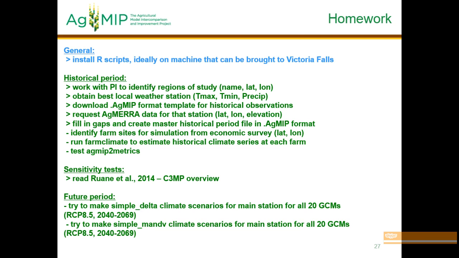So then if you can, also talk with the PI about whether the farm sites have been identified. If there's an economic survey, the economists are trying to make sure that all those data are identified as soon as possible. If you're an economist on the line, this is another reason to do it, is the climate people need that information to start to build the climate data for each of the farm sites. So if you can identify those farm sites, you can run the farm climate script in the R package to estimate the historical climate series using this master historical period file.